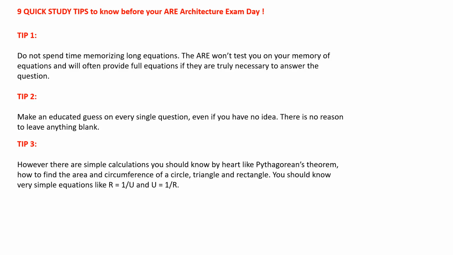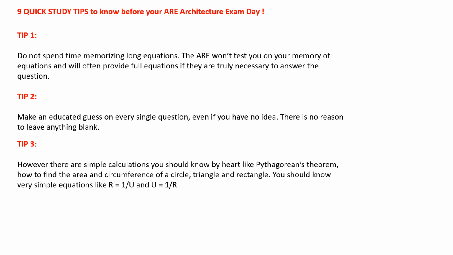Tip 3. However, that being said, in tip 1, there are simple calculations you should know by heart, like Pythagorean's theorem, how to find the area and circumference of a circle, triangle, and rectangle. You should know very simple equations like R equals 1 over U and U equals 1 over R, the inverse. Also replace U with K on those same equations.